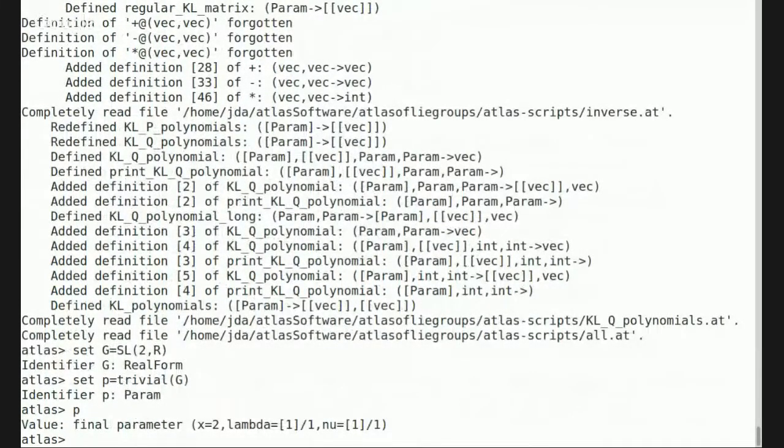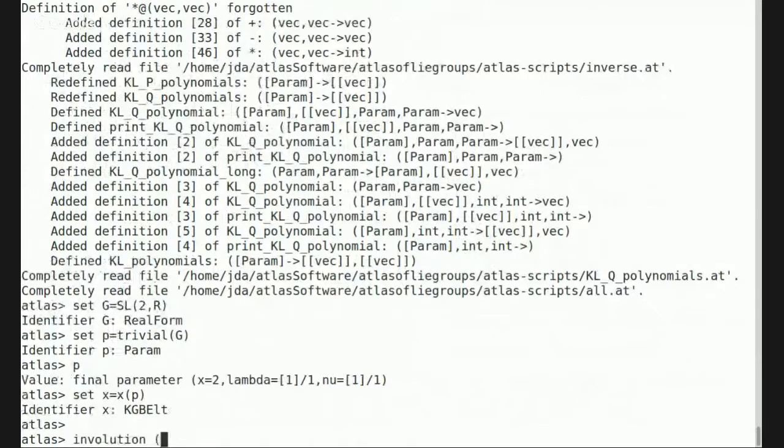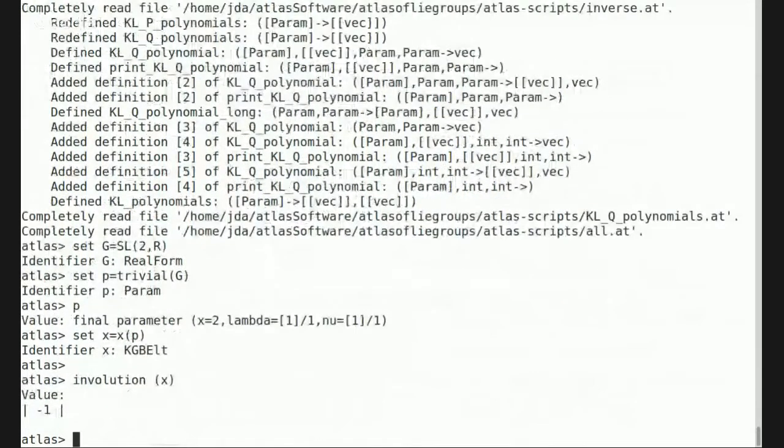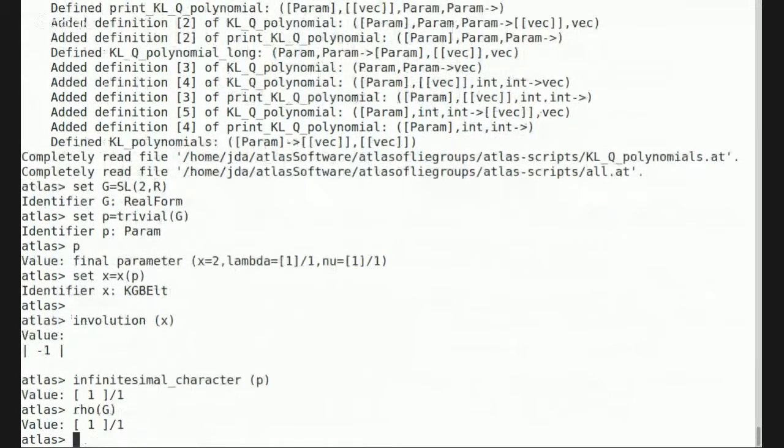And so remember, we can take x from this fellow, and we can look at the involution of x and see that it's -1, which is to say the underlying Cartan is split. And this is a principal series representation. The infinitesimal character of it, of course, is 1, which is rho of G. And so that's the principal series.